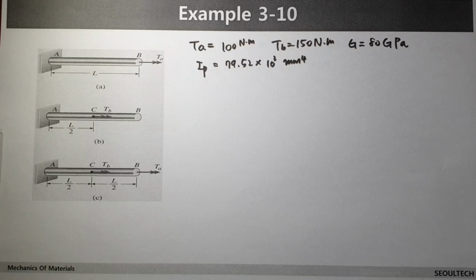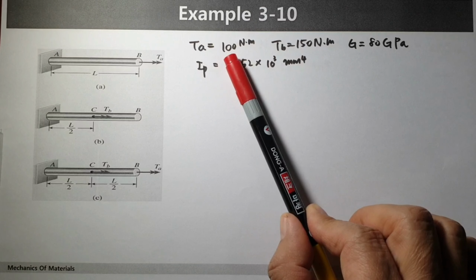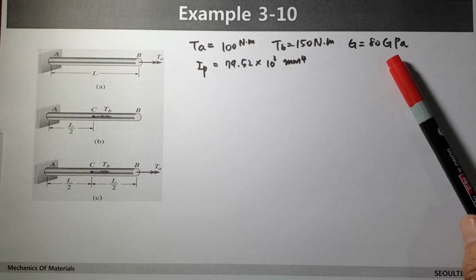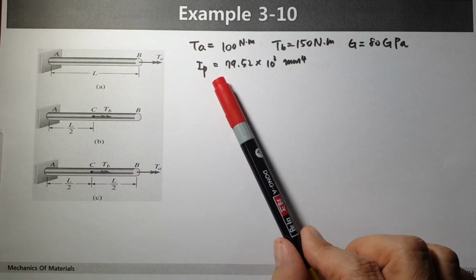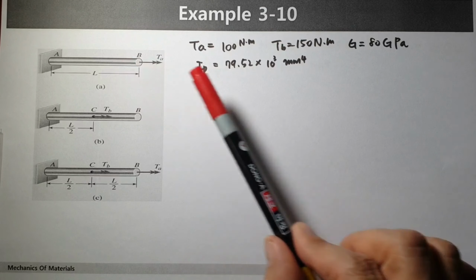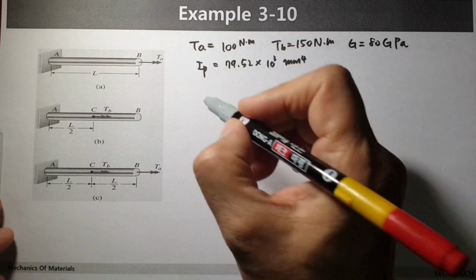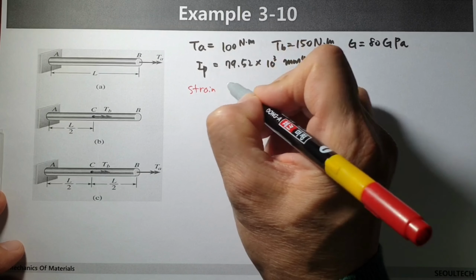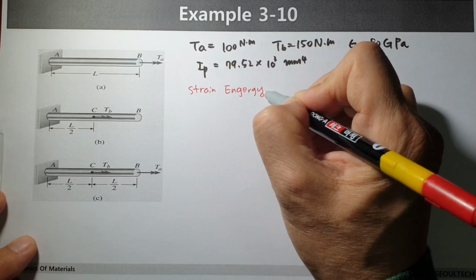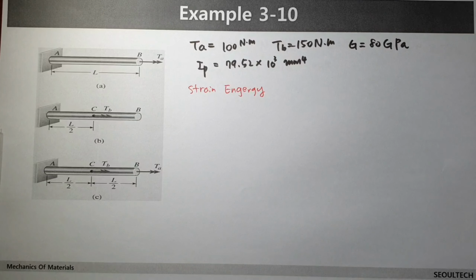And our final goal is to find the strain energy for each case respectively. Of course, we have some data related to TA, TB, and the shear modulus of elasticity is 80 gigapascal. And the polar moment of inertia for this material is given. Be aware of the unit. We would like to know the strain energy which is stored in each case.